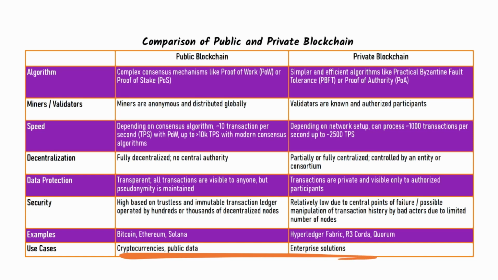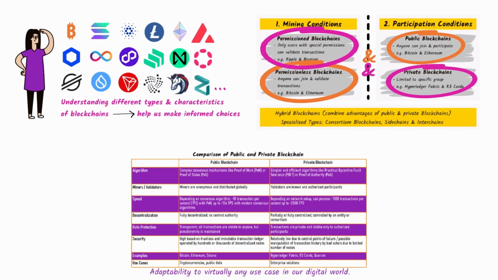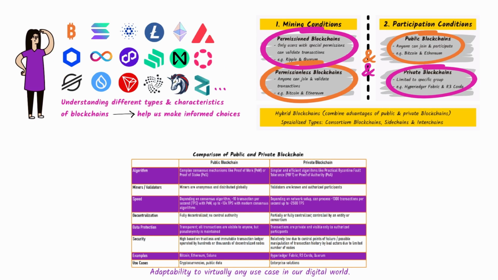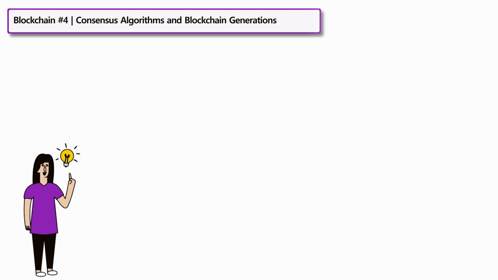Together, they form a comprehensive ecosystem that caters to a wide range of needs, from individual financial freedom to enterprise-grade solutions, ensuring that blockchain technology can be adapted to virtually any use case in our increasingly digital world. Therefore, choosing the right blockchain depends on our specific needs and purposes. Lisa feels more confident about blockchain now. Nice! I hope you do too.